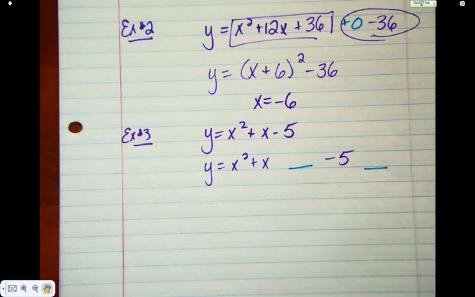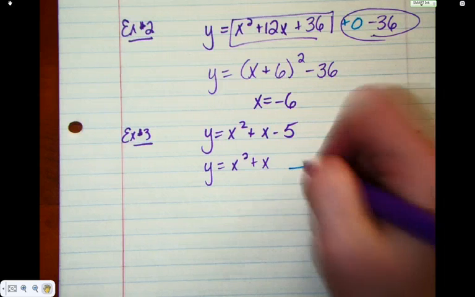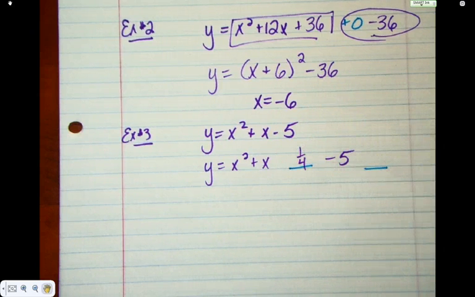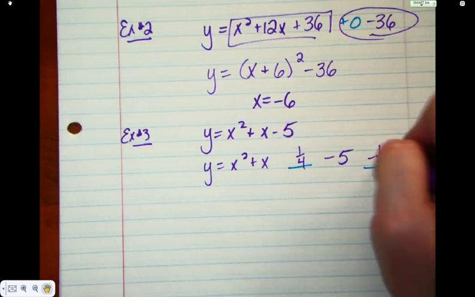Middle divided by 2 squared. Uh-oh. 1 divided by 2. A half squared. A quarter. Okay, so fractions are not going to get us. We can square fractions. Well, if I add a quarter, what's going to happen at the end of this expression? I'm going to subtract a quarter.